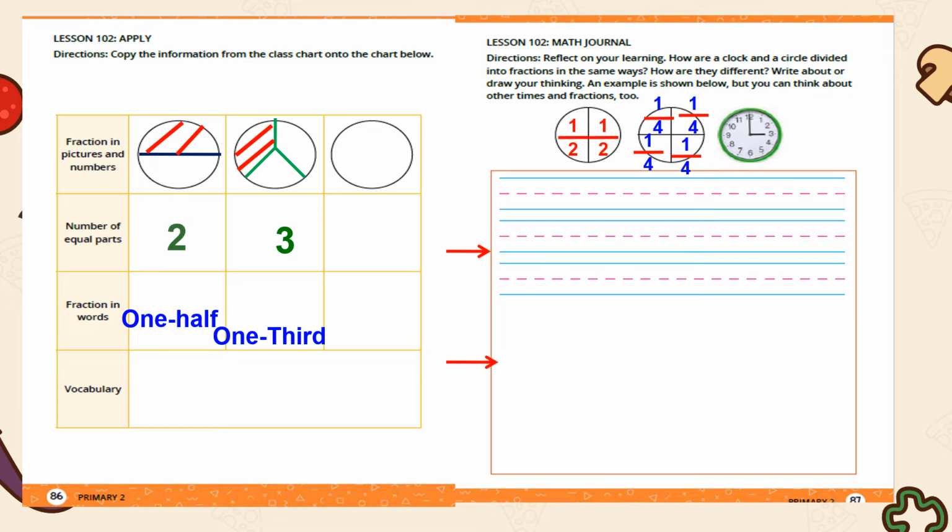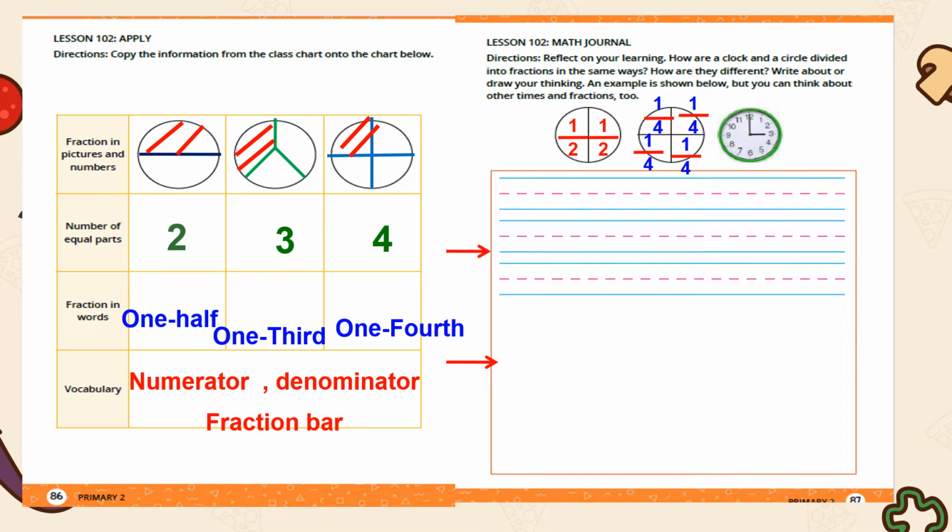The last circle, if we divide it into 4 equal parts, the number of equal parts is 4, and the fraction would be 1 colored part over 4 total parts. So the numerator is 1 and the denominator is 4. So the name of the fraction is 1/4. The vocabulary here: numerator, denominator, and the fraction part. Next page, reflect on your learning: how are a clock and a circle divided into fractions?